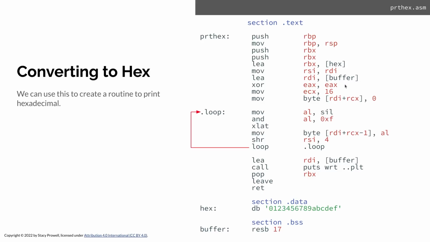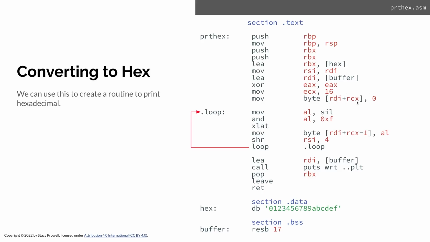So after that, I XOR EAX with itself, and as we already know, that zeroes it out. In fact, that zeroes out RAX. Then I put 16 into ECX. Now RCX, as you know, is the count register, and we're going to use it for that purpose here. So I put 16 in there, right? I'm going to process 16 nibbles to produce the 16 hex digits for the value that was in RDI, now in RSI.